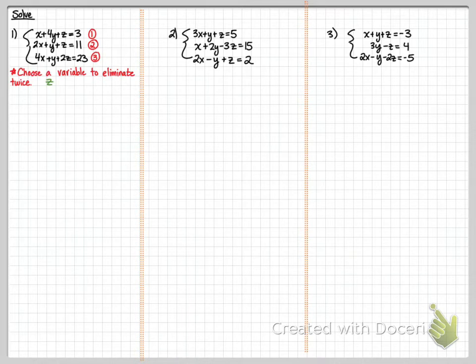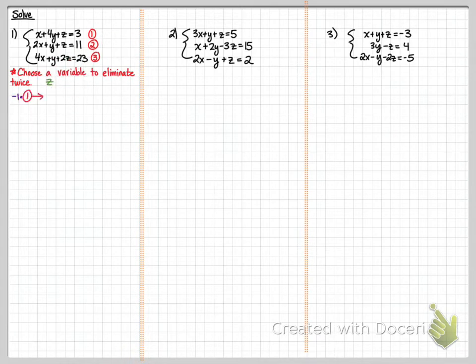Okay, the reason is because you can just take a look. It doesn't matter. We could have done the y. You see how both of these y's just have a 1 in front of it? The x's, we'd have to multiply a little more. The y's or the z. You could choose anything. It doesn't matter. We're just going to choose z for this example.